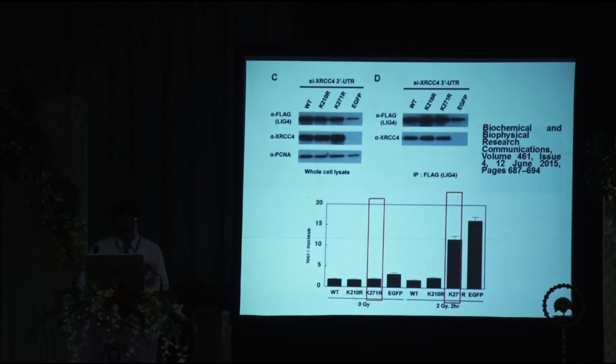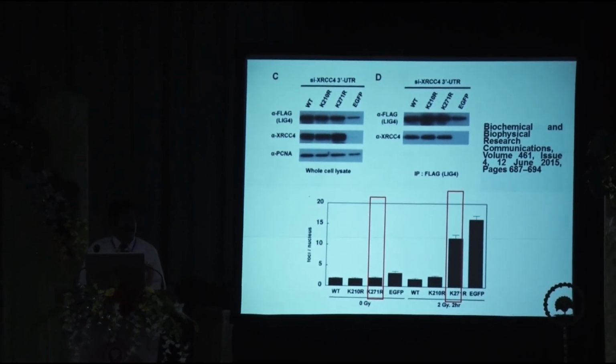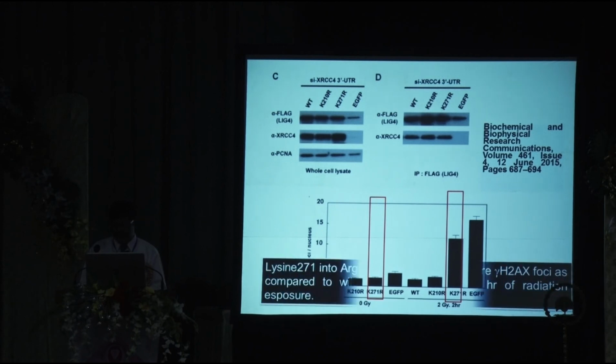And this shows the DNA repair capabilities of these mutants. As we can see, there are more gamma-H2AX foci in the case of the K271R mutant. It means that when we mutated this K271 into arginine, it shows a defect in DNA repair capabilities here. So it means that this K271 is very important for the nuclear localization of XRCC4 protein.